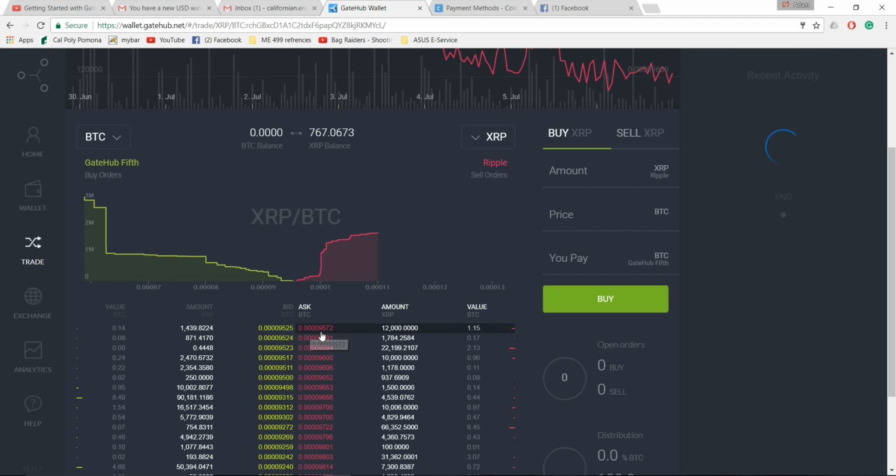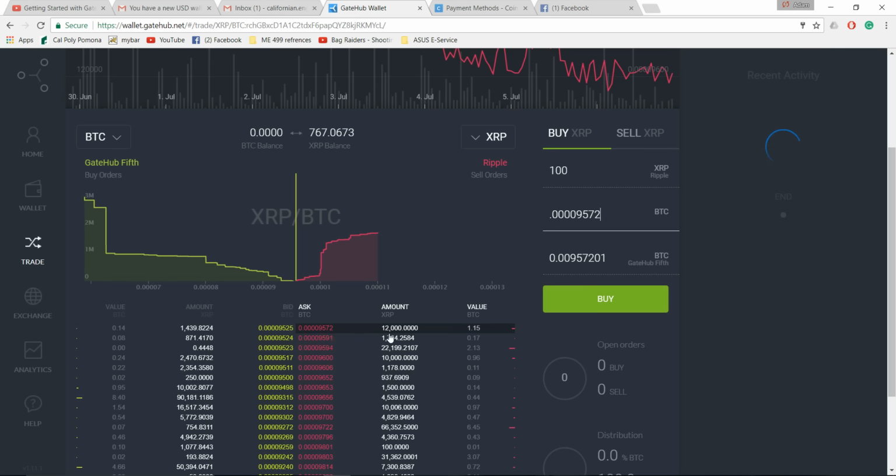If you want to put an order in, right here it says buy Ripple. You put the amount of Ripple you want to buy. Let's say I want to buy 100 Ripple. Then the amount of Bitcoin: if I put this red value in, it's going to sell automatically. So let's say 0.00009572, and it's going to tell you the total amount of Bitcoin it's going to cost you. If I put that order in, it's going to automatically give it to me, as long as it's less than 12,000 Ripple. If I put more than 12,000, it's only going to buy that 12,000 and leave the remainder untouched.